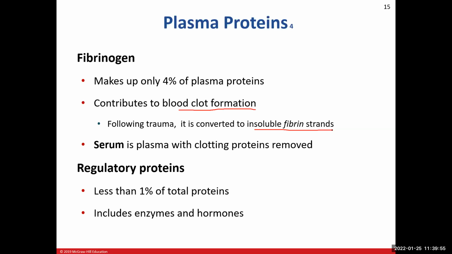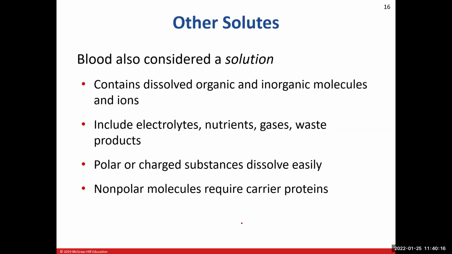So when you hear the term serum, what we're referring to is our blood plasma with the clotting proteins removed. And then the last category is going to be the regulatory proteins, and that's pretty much going to be enzymes and hormones. This goes back to chapter 2.